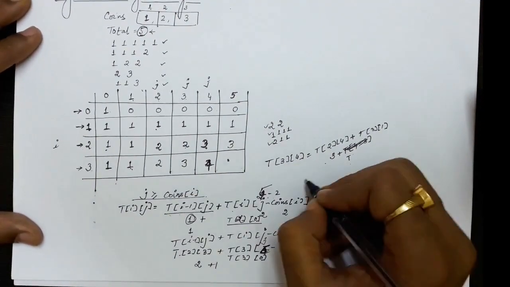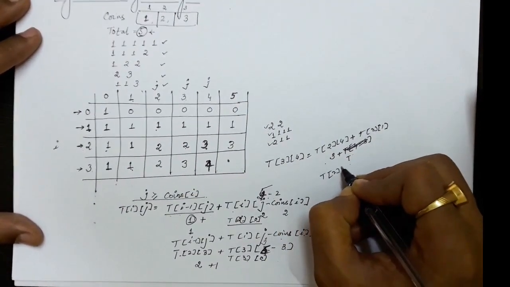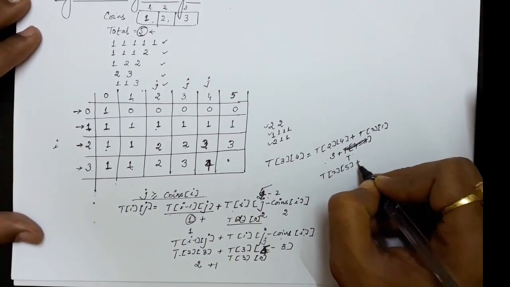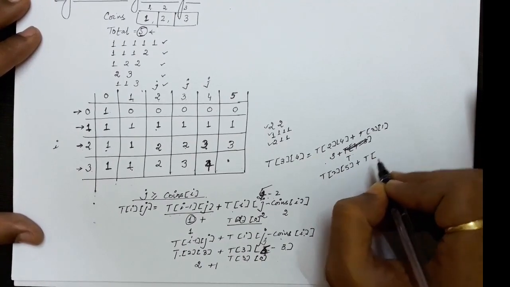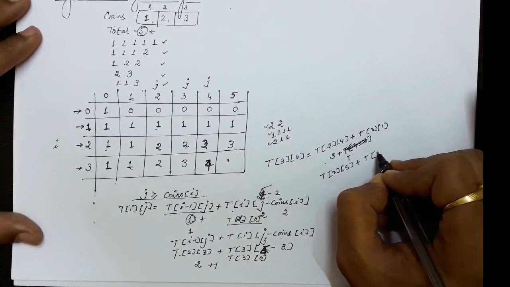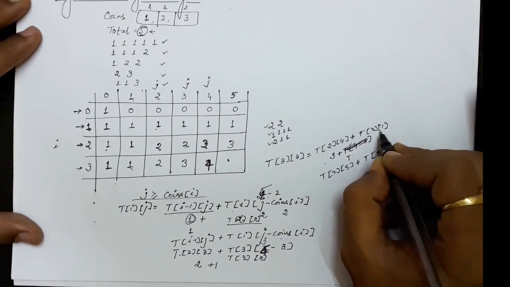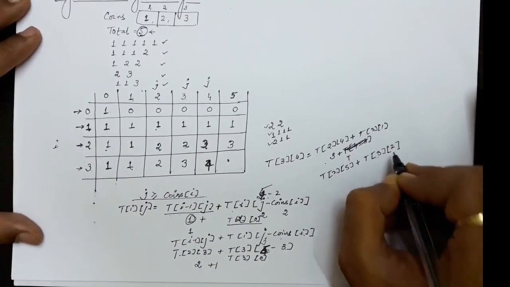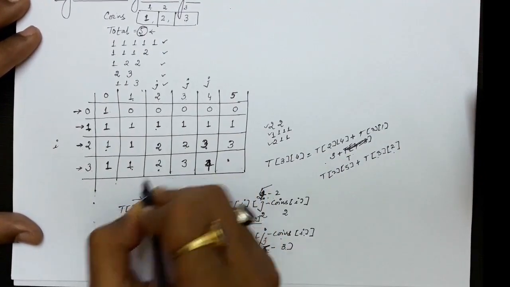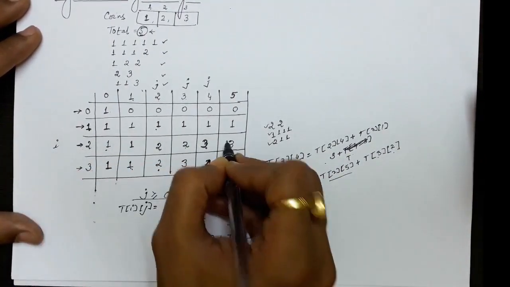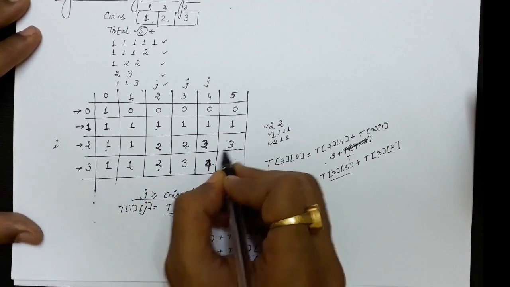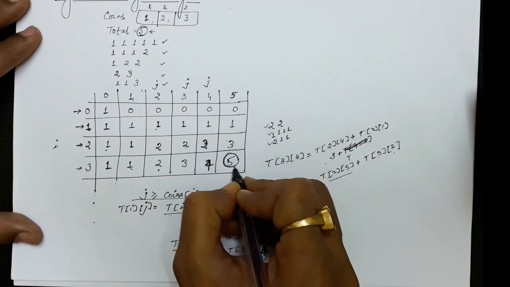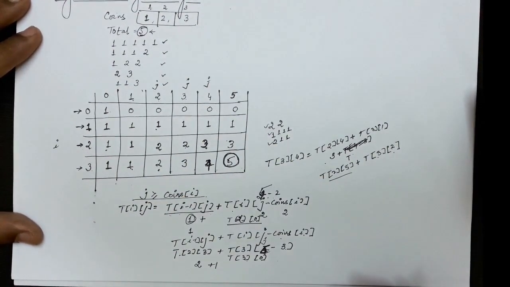Now for finding out this one, this will be T[2][5], j means 5, plus T[i]. i remains the same, 3, and j changes by making change in j minus coins i, which will be 2. So the T[3][2] entry is 2. So the T[2][5] entry is 3, and this entry is 2. So 3 plus 2 is 5. So there are a total of 5 ways by which this change can be generated.